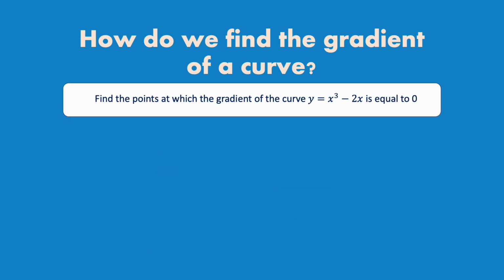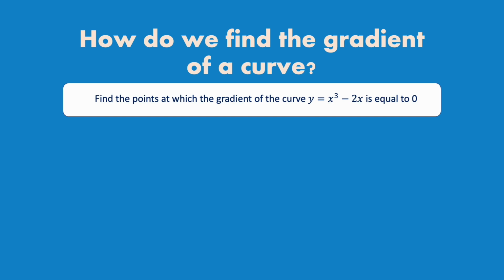Okay, so this one's a little bit different. Here we're asked to find the points at which the gradient of the curve y equals x cubed minus 2x is equal to 0. Okay, so if you'd like to try this one out, you just pause the video here and see if you can get it. All right, but let us explain this now.